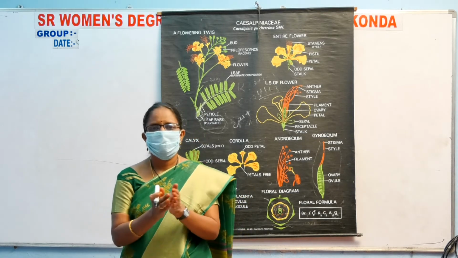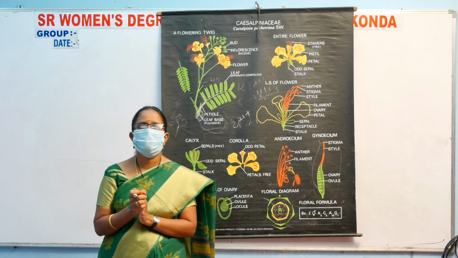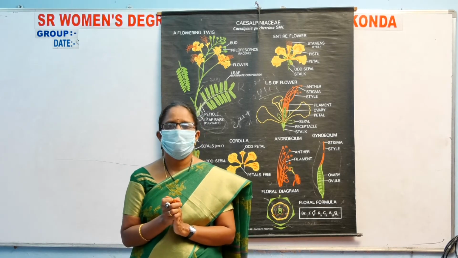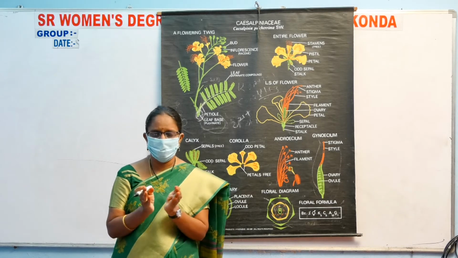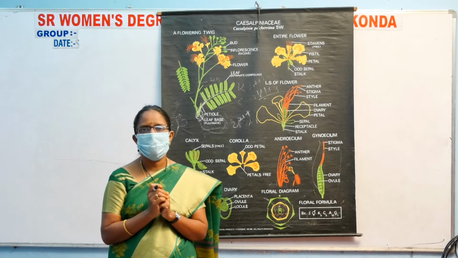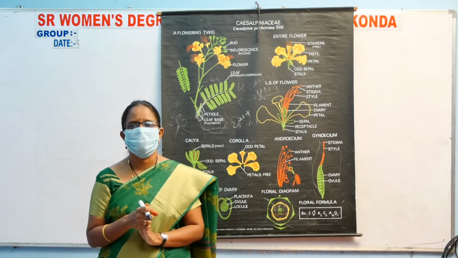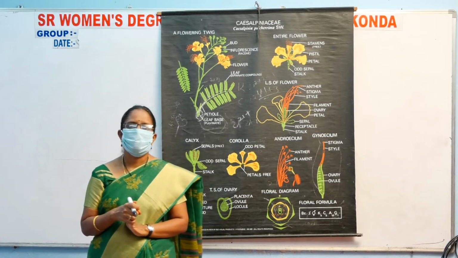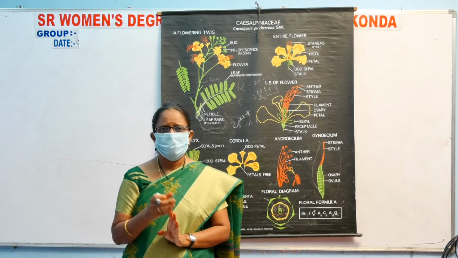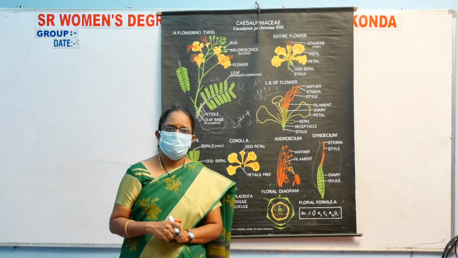And next one is the calyx. The calyx has 5 sepals, and these 5 sepals are fused, so it is gamosepalous. The fused sepals form a bell-shaped or tube-shaped structure in the Fabaceae family. The Fabaceae is also called the Papilionaceae family.